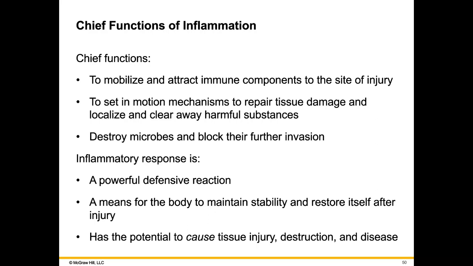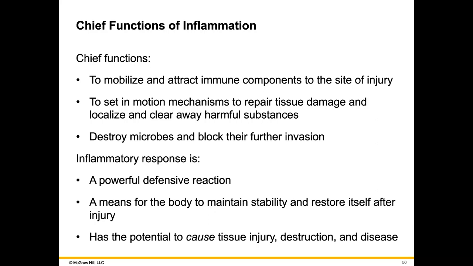It helps to mobilize and attract immune cells. So again, we're having an increased blood flow to the area, so more blood cells, including white blood cells, are going to go there. It's going to help to set into motion various mechanisms to repair that damaged tissue.